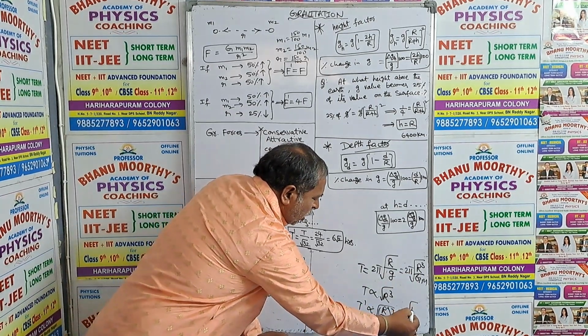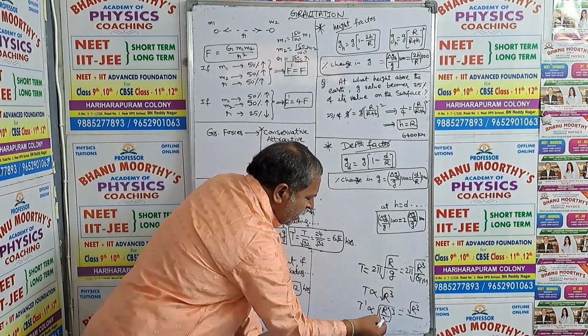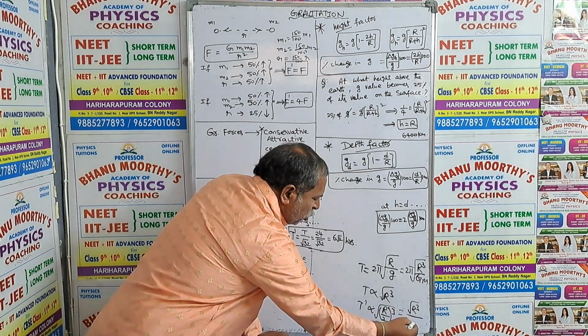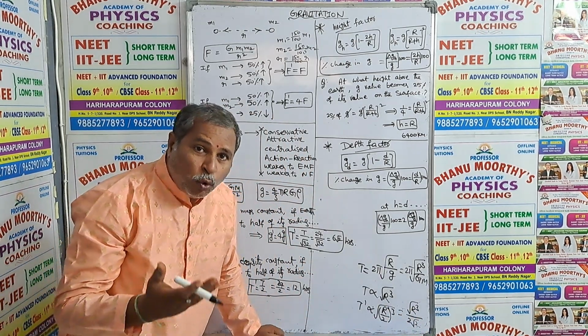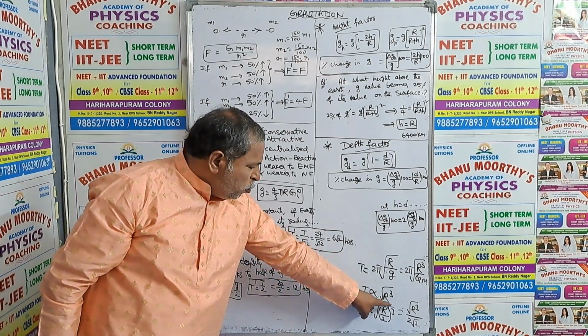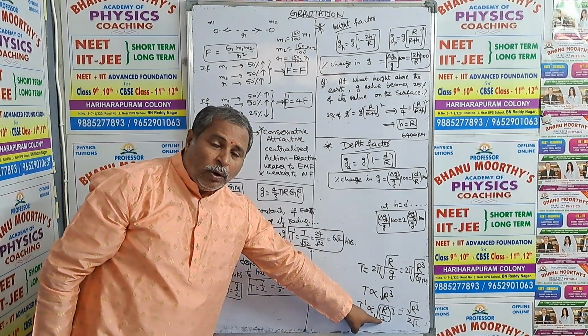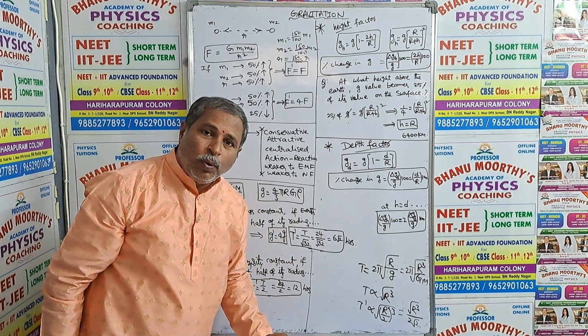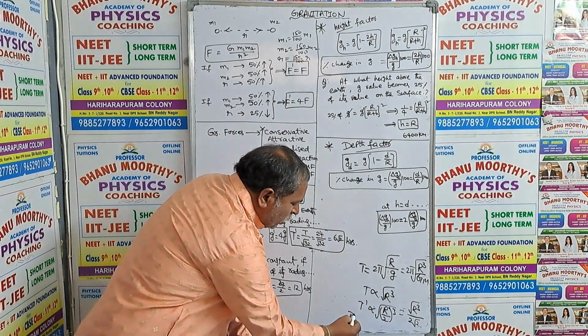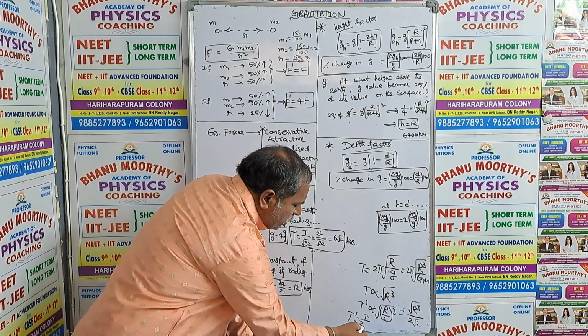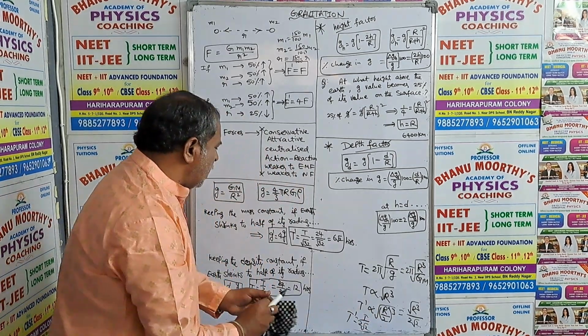Under root of R cube by root 8. Root 8 means 2 root 2. So root R cube by root 8, where root 8 has the value 2 root 2. So this is the T value, T divided by 2 root 2. So T dash equals T by 2 root 2. This is the answer now.